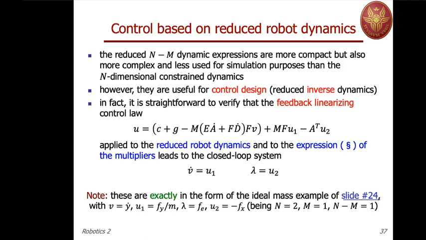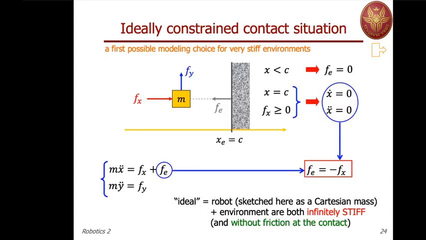In fact, with this, if you look back at this equation, you realize that you have an equation Fe equal minus Fx, which tells us how we assign contact forces, and another equation, which is the free motion, m y double dot equal Fy, which is in fact the reduced dynamics.